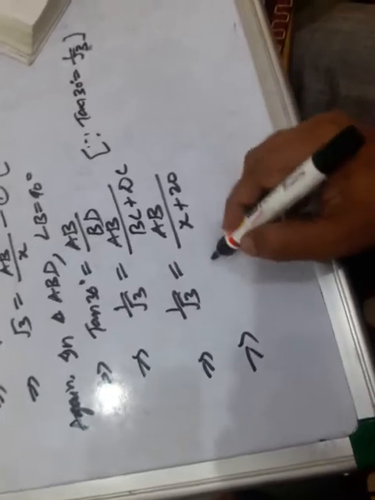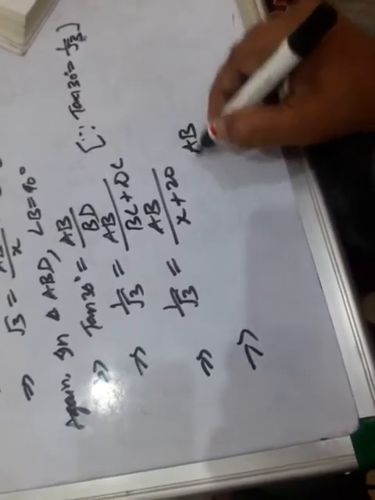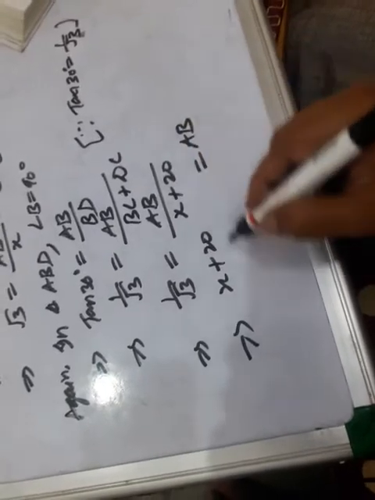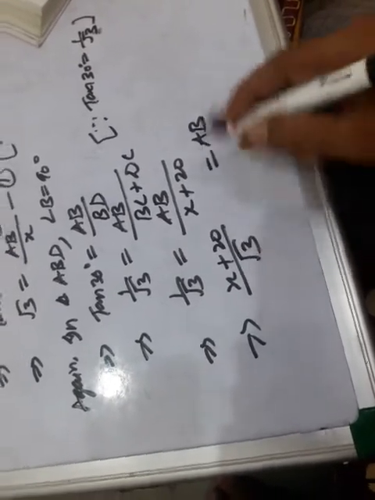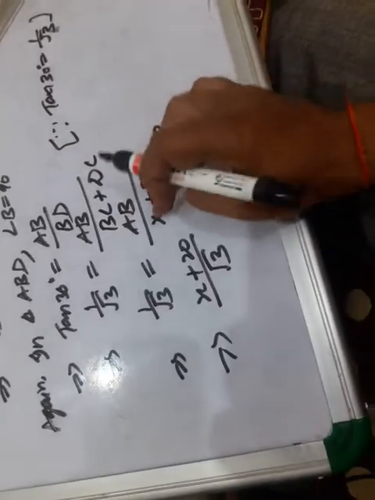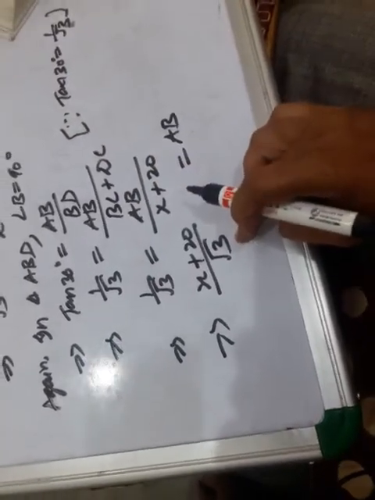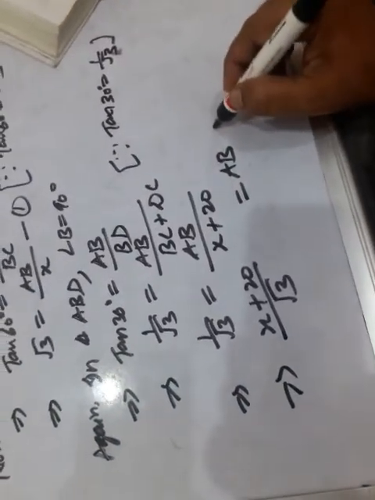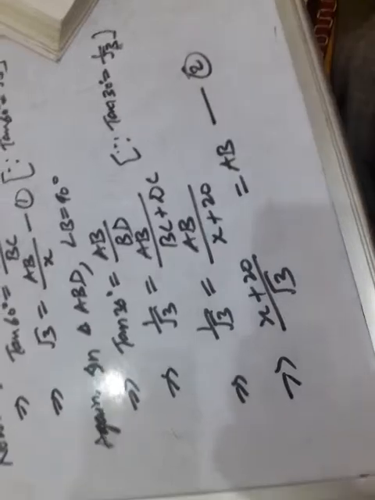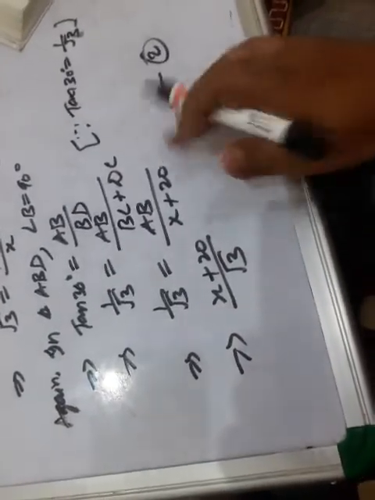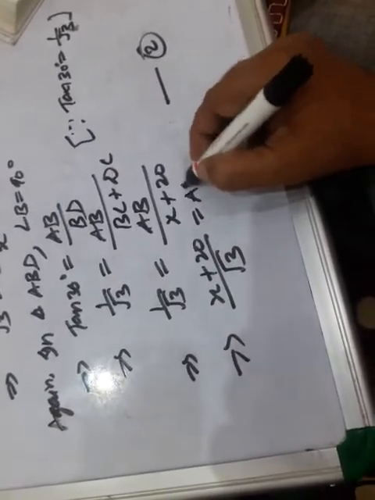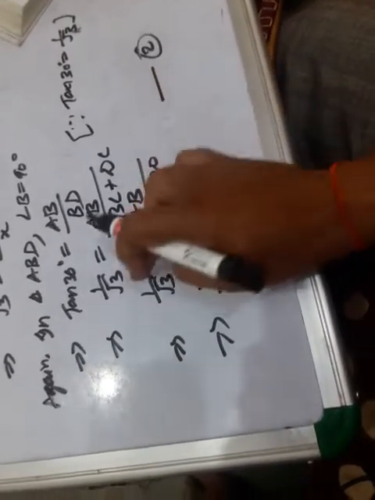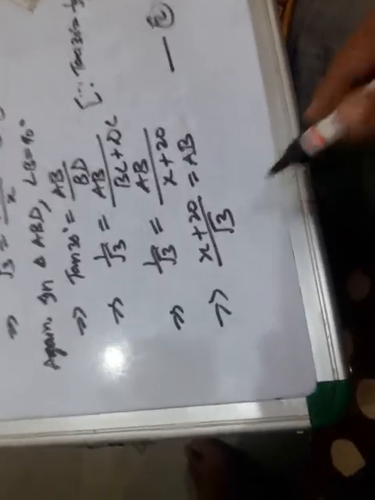This implies that AB equals x plus 20 upon root 3. Okay children, so this is now equation number 2. Now from 1 and 2, this is equal to AB. AB equals x plus 20 upon root 3.